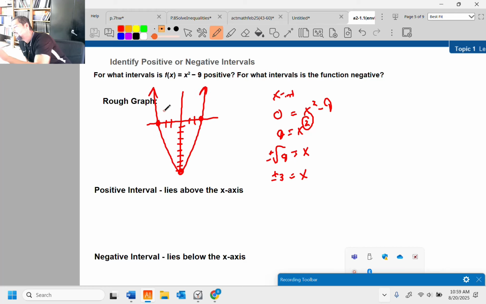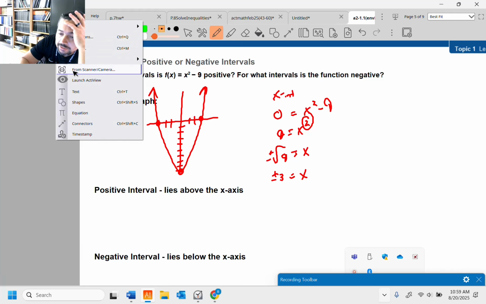I wish I had more curvature on that. I did a bad job on the curvature. But that is a rough graph. Now, let's talk about what it means to be positive and negative. Okay, what do they mean by that?